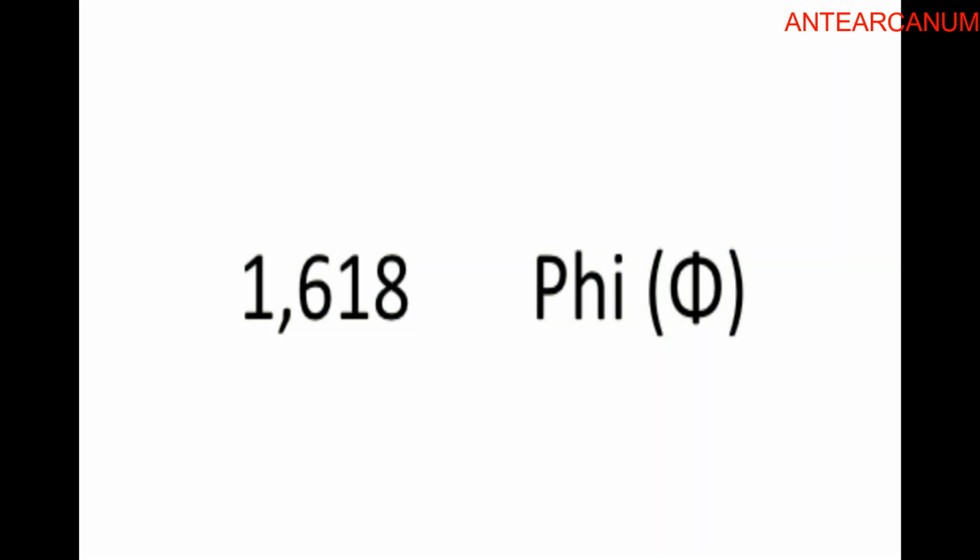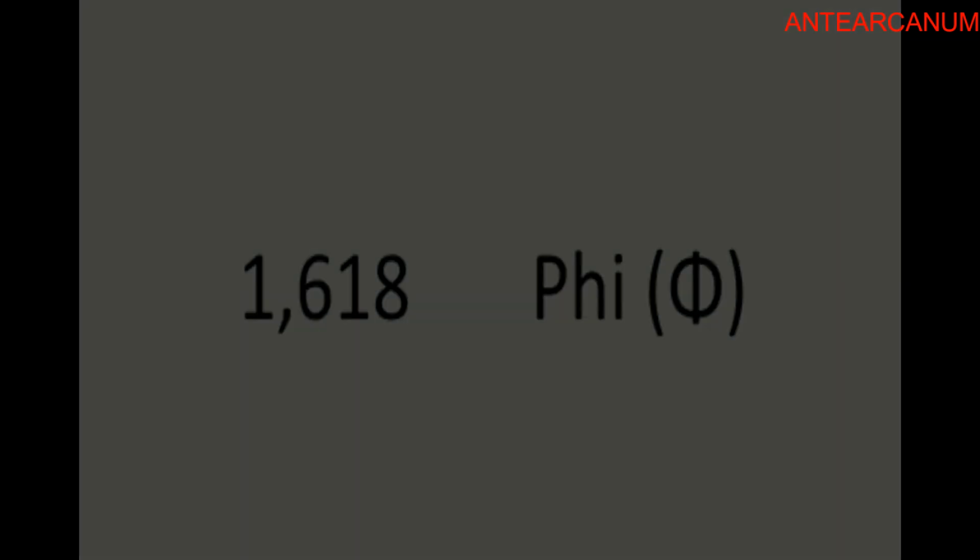The golden ratio. The golden ratio, also known as the divine proportion or the Greek letter phi, is an irrational number approximately equal to 1.618. It is often associated with aesthetics and is said to be the most pleasing proportion to the human eye.